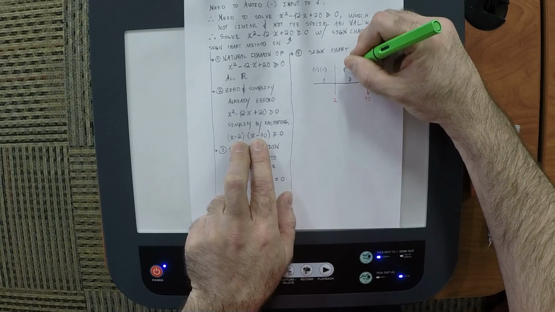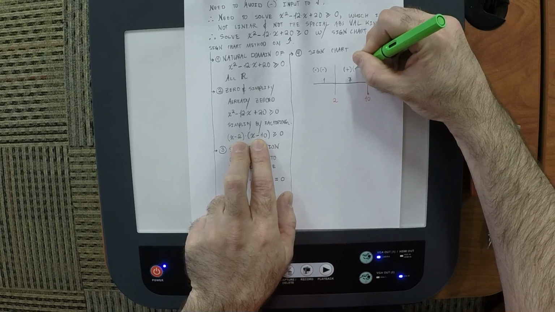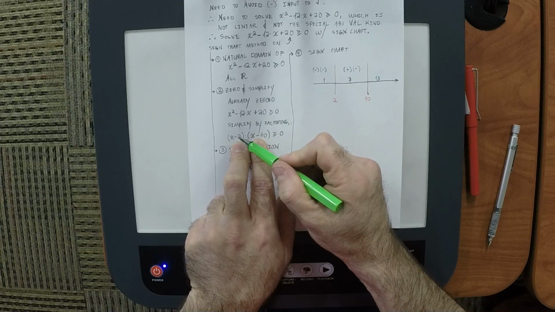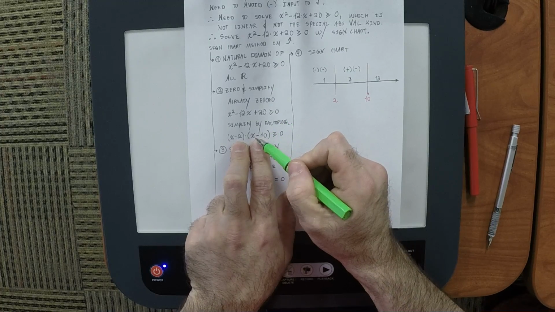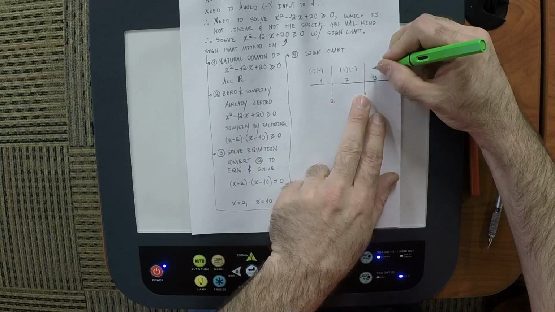I can't agree. Positive and negative. Positive and negative, because if you do the arithmetic, that one would be 5 and that one would be negative 3. And then in the rightmost region, positive and positive.